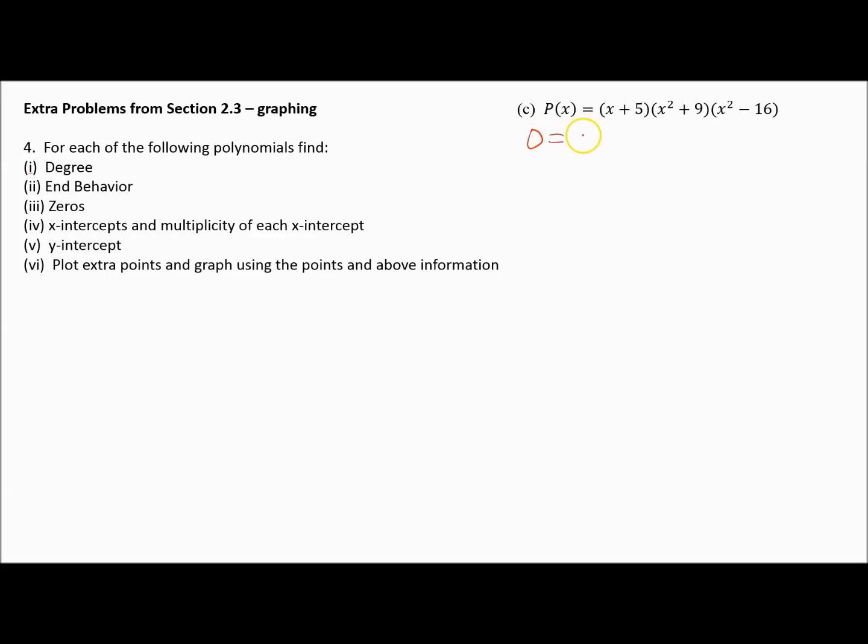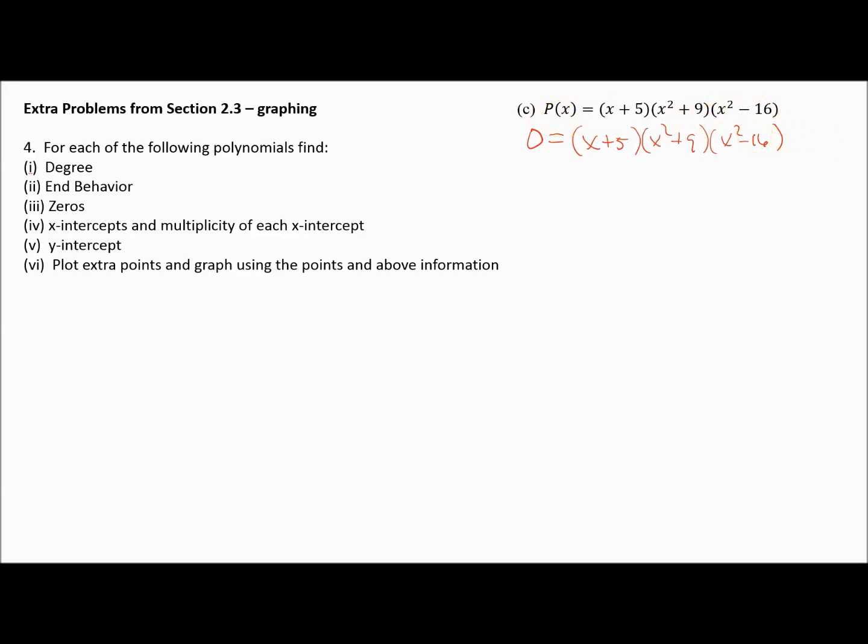Okay, so 0 equals (x + 5)(x² + 9)(x² - 16). What am I doing? I'm finding the zeros. Probably sooner than I have to. Let's back up. Let's find the degree. This is in factored form.